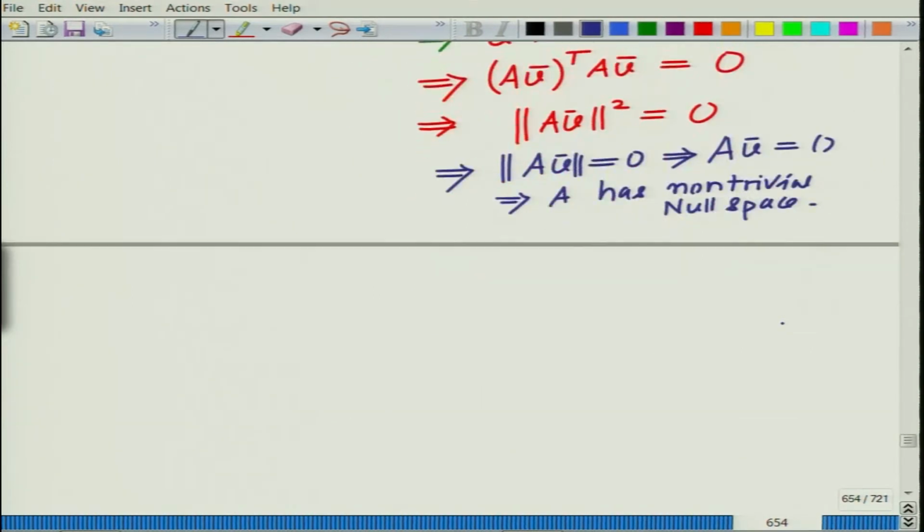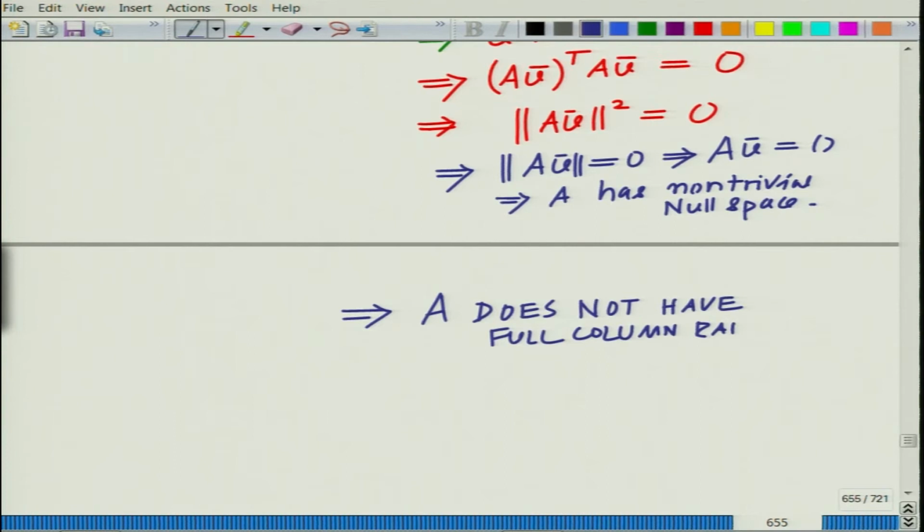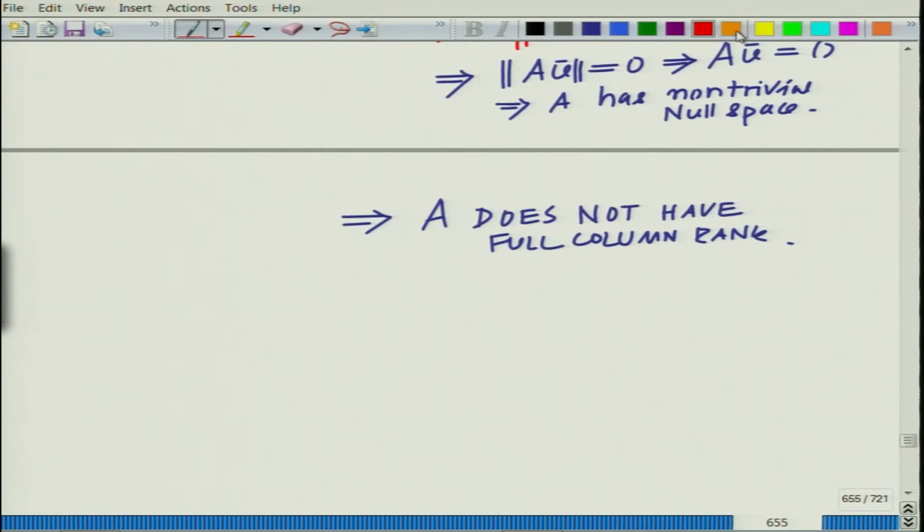This essentially implies A does not have full column rank, which is a contradiction.